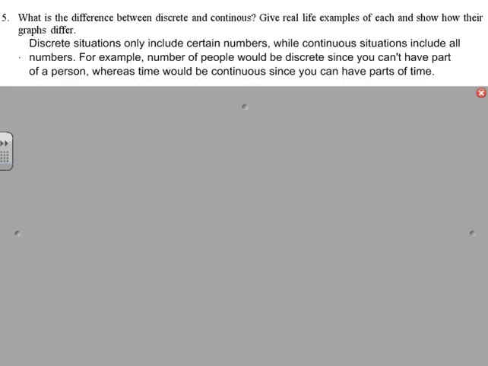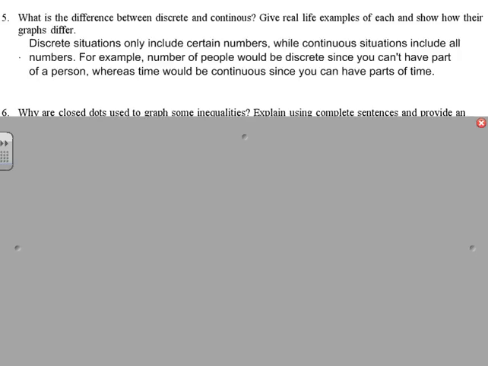All right, the difference between discrete and continuous graphs or examples would be that discrete situations only include certain numbers, whereas continuous situations will include all of the numbers. So discrete, you're going to use dots on your graph. That would look like this, where you just have the individual dots on your numbers. That's going to go with discrete. Continuous is when we show all the values by using a ray with an arrow on the end.